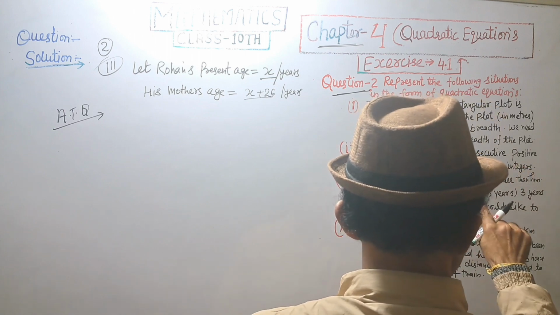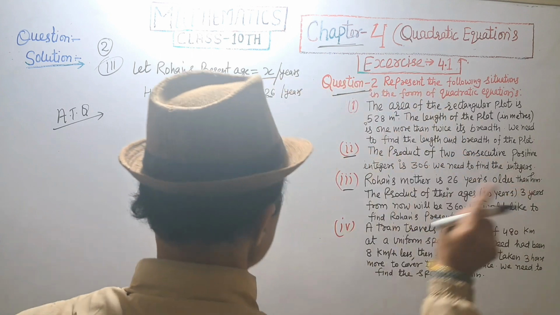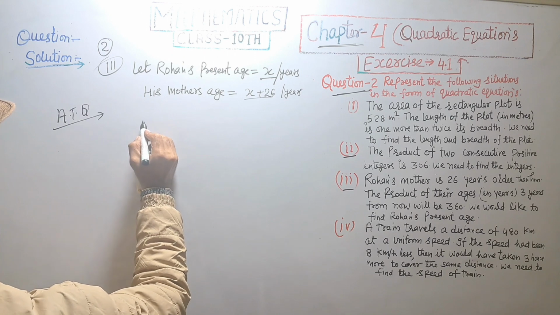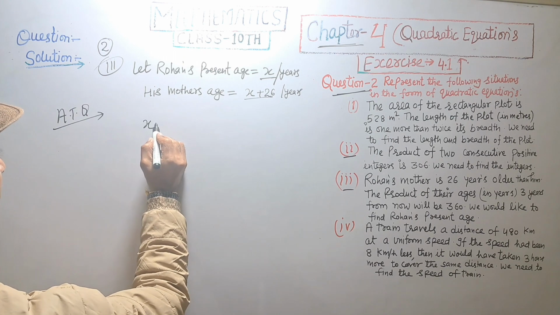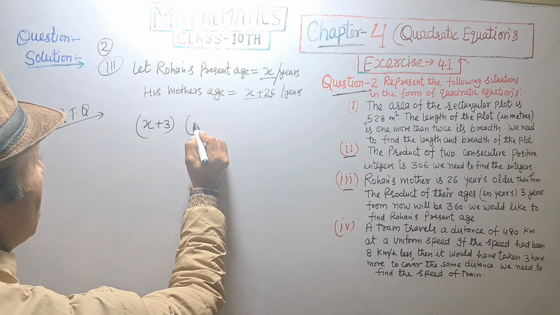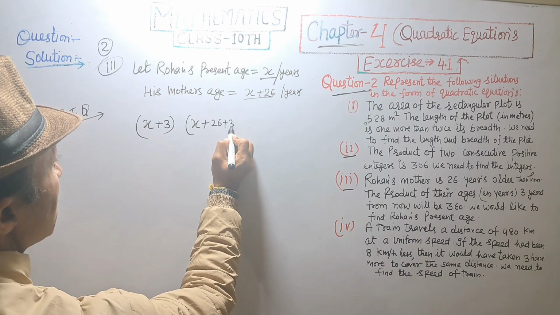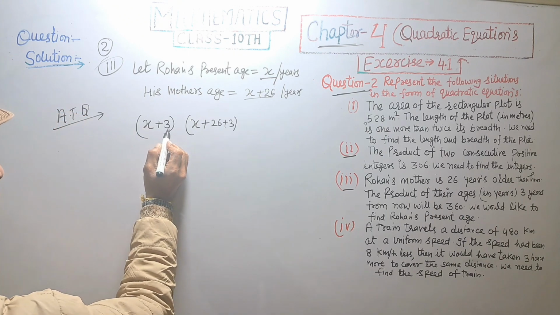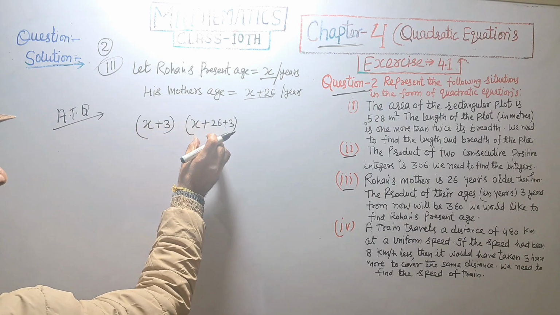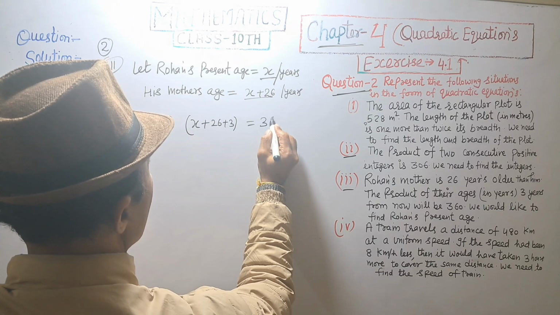The product of their ages 3 years from now. After 3 years, their ages will be x plus 3 and x plus 26 plus 3. 3 years from now means 3 years after. Their product is equal to 360.